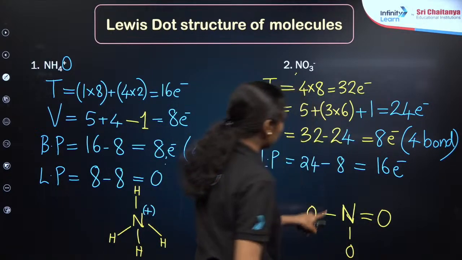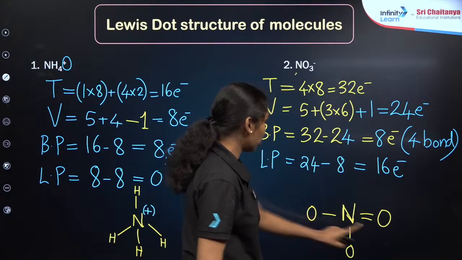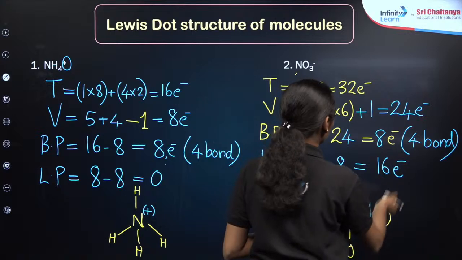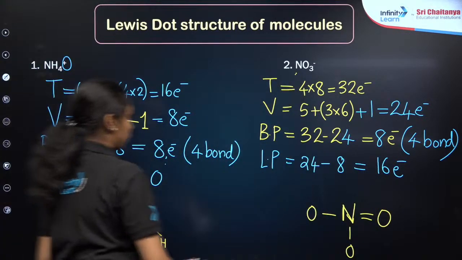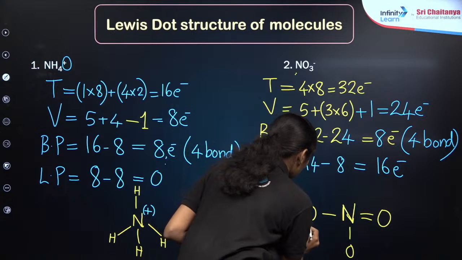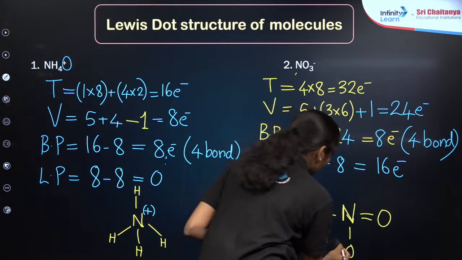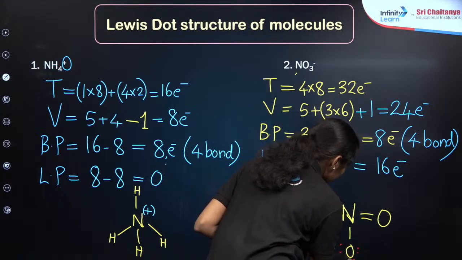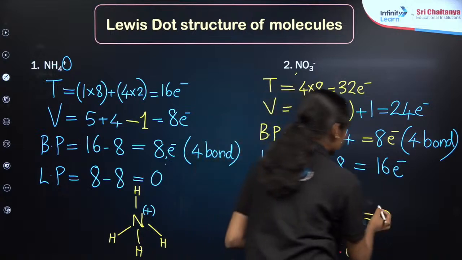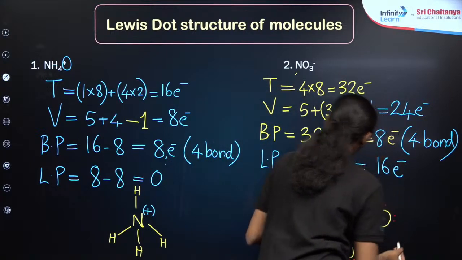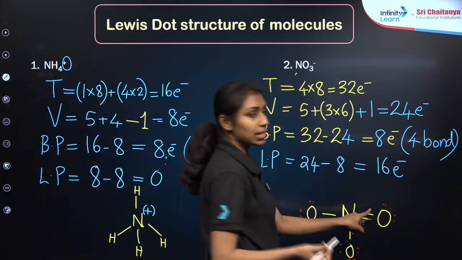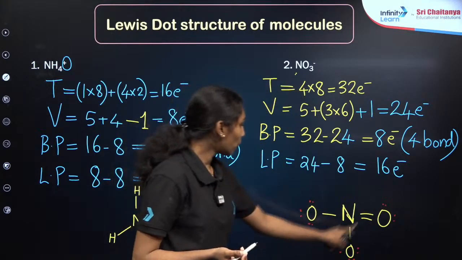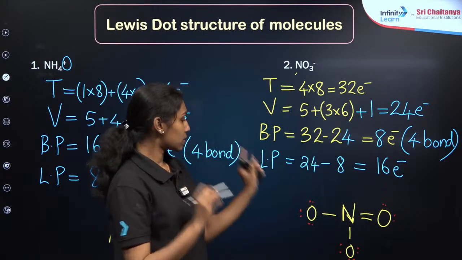Then total bond pairs equal 1, 2, 3, 4. Then what about the lone pairs here? 16 lone pair electrons, right? So I am taking here 1, 2, 3, 4, 5, 6. Again 1, 2, 3, 4, 5, 6. 6 plus 6, 12, right? Again here 1, 2, 3, 4. 6 plus 6, 12 plus 2, 14 plus 2, total 16 electrons in the case of lone pairs. Then 4 bond pairs. This will be the Lewis dot structure.